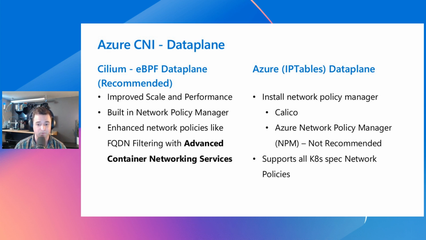Both of these options support all of the Kubernetes spec network policies, but Calico and NPM do not support any of the advanced features or advanced policies. And both of these options are supported by all Azure CNI IPAM options. So choosing Cilium is not an either-or for your IPAM option.